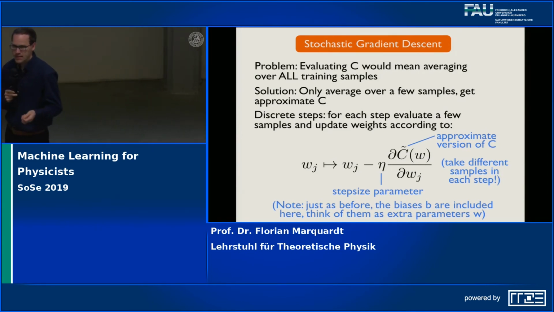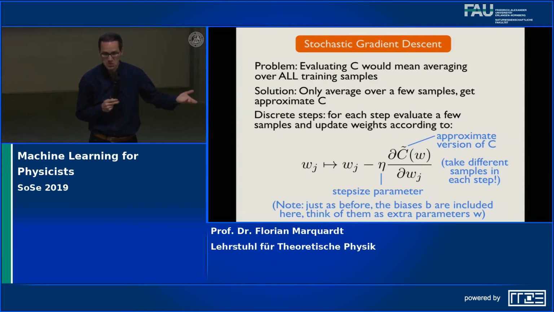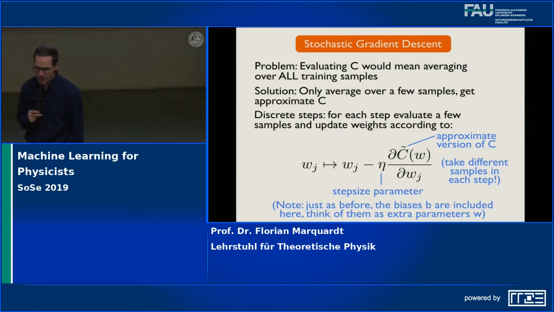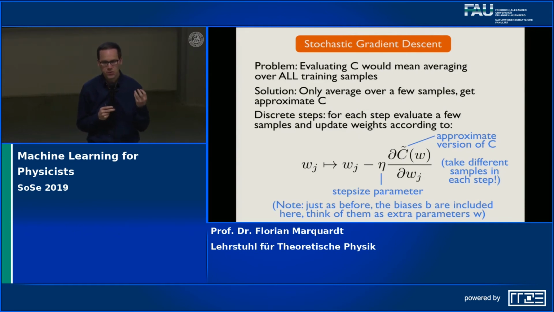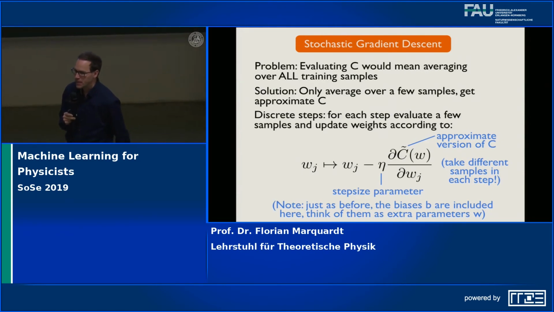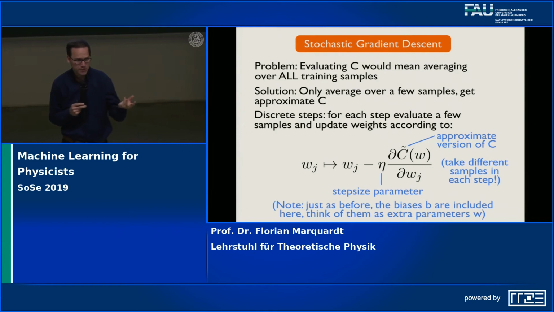The problem is that it really doesn't work in practice like this because we have this average over all possible training samples, and maybe there are millions of them, maybe even in principle infinitely many. So we cannot really do this. The solution, however, is that you do a stochastic sampling. If you want to take an average over 60 million people, maybe it's enough if you take a sample of 1,000 people and then take the average. And so the same happens here. We take a small batch of samples and we calculate the gradient of the cost function only for the small batch of samples, and then we hope that this is already a good approximation.